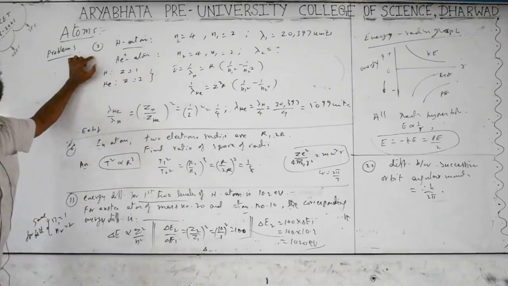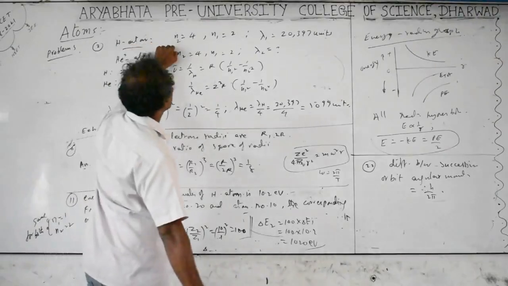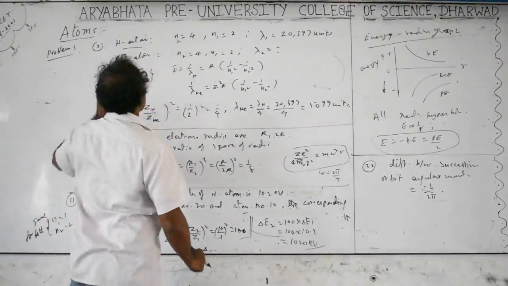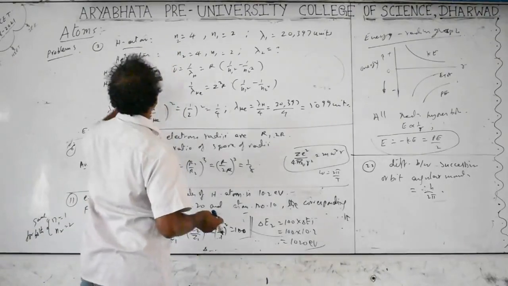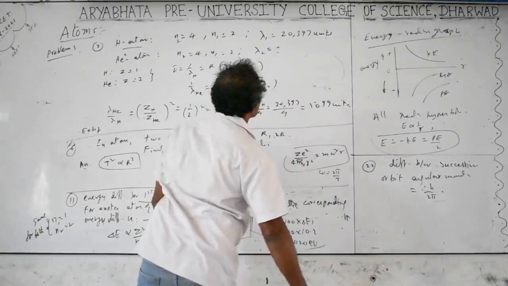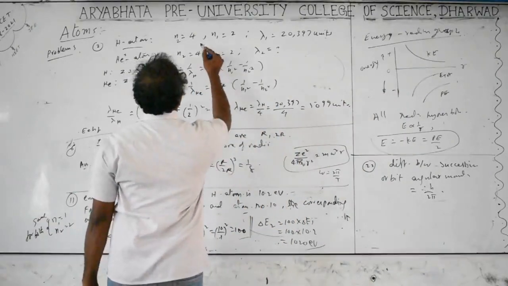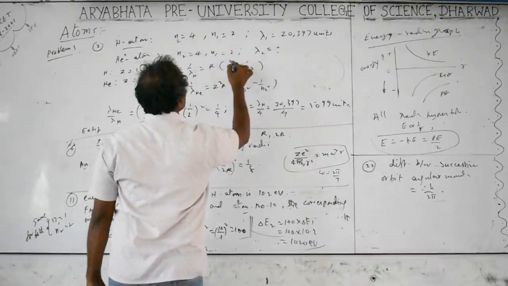Next, second problem. In the hydrogen atom, you are given that n2 equal to 4 and n1 is equal to 2. For the same transition in the helium atom, what is the corresponding wavelength produced? In the hydrogen atom, the wavelength is given as 20,397 units, where units can be meters or centimeters, whatever it is, or angstroms maybe. The relation for this you will get from the same n1, n2 transition levels. This part is the same.